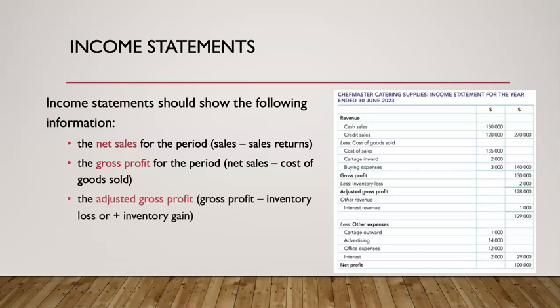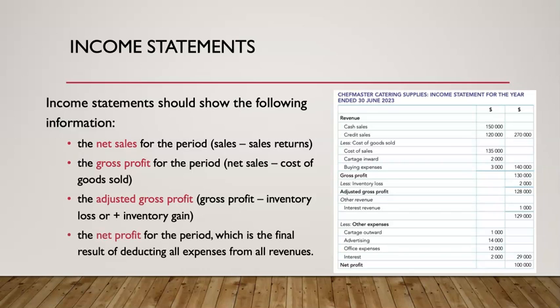We also must show our adjusted gross profit. And you can see that our adjusted gross profit is $2,000 less than gross profit because it is gross profit minus inventory loss or plus inventory gain. In this case, we have an inventory loss, an expense. This reduces profit because profit is revenue minus expenses. So we've identified that. So this is where all our prior learning, such as inventory losses and gains, ends up in a report.